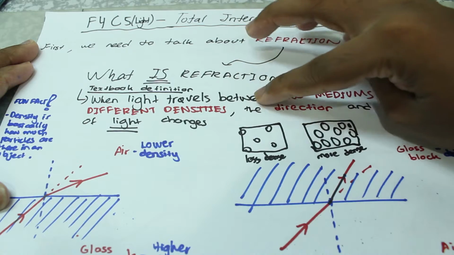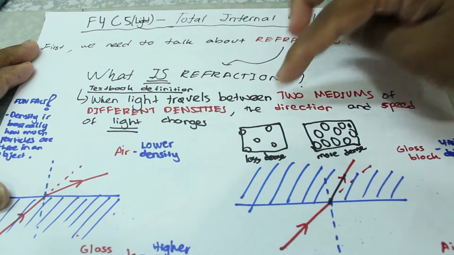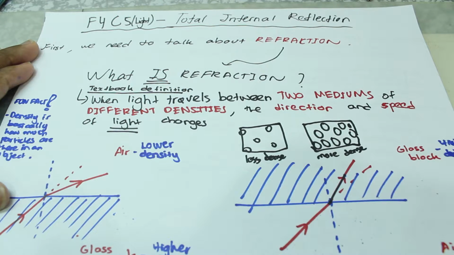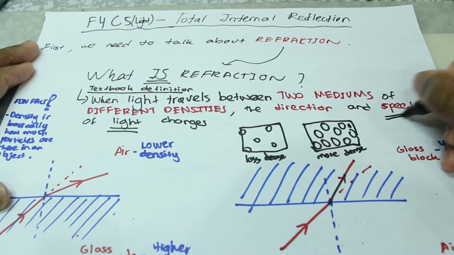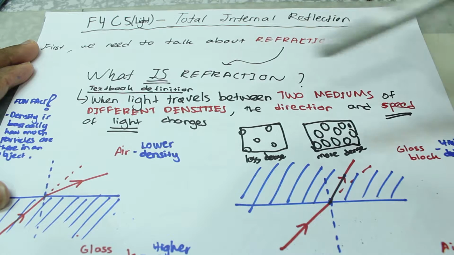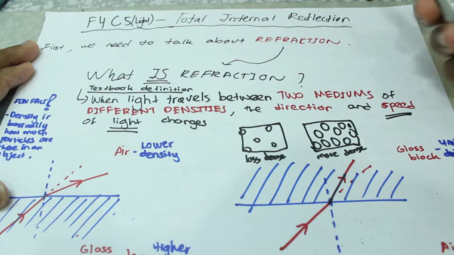When light travels between two mediums of different optical densities, the direction and speed of light changes. The most important one is speed. The speed influences the direction in which the light moves. For example, let me use these two drawings here. This is a less dense medium and this is a more dense medium.